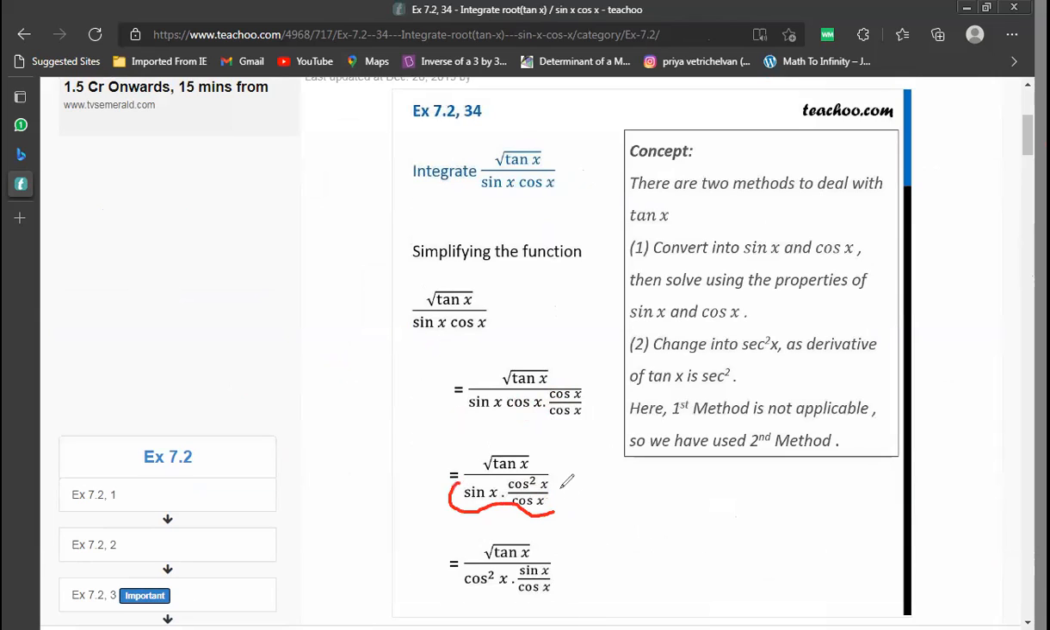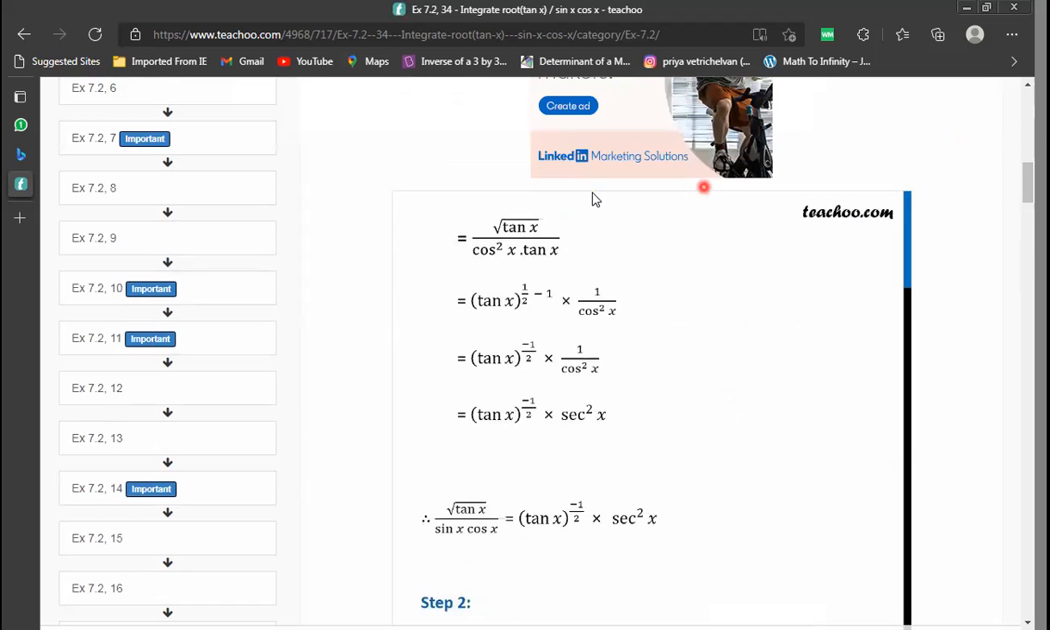Now this sin x upon cos x can be written as tan x, isn't it? So it's square root of tan x upon cos square x into tan x. And again, this tan x can be expressed as square root of tan x into square root of tan x. This square root of tan x and this square root of tan x will cancel out each other.